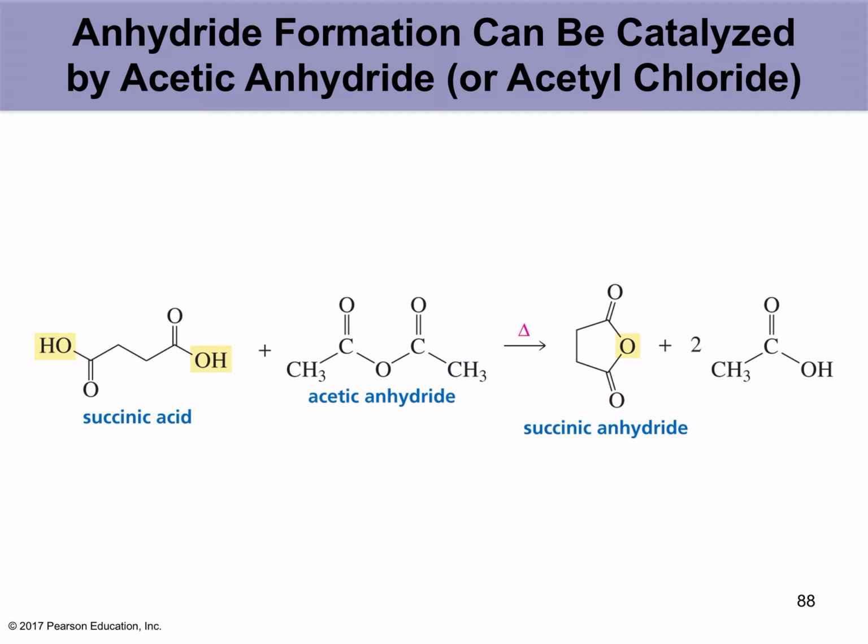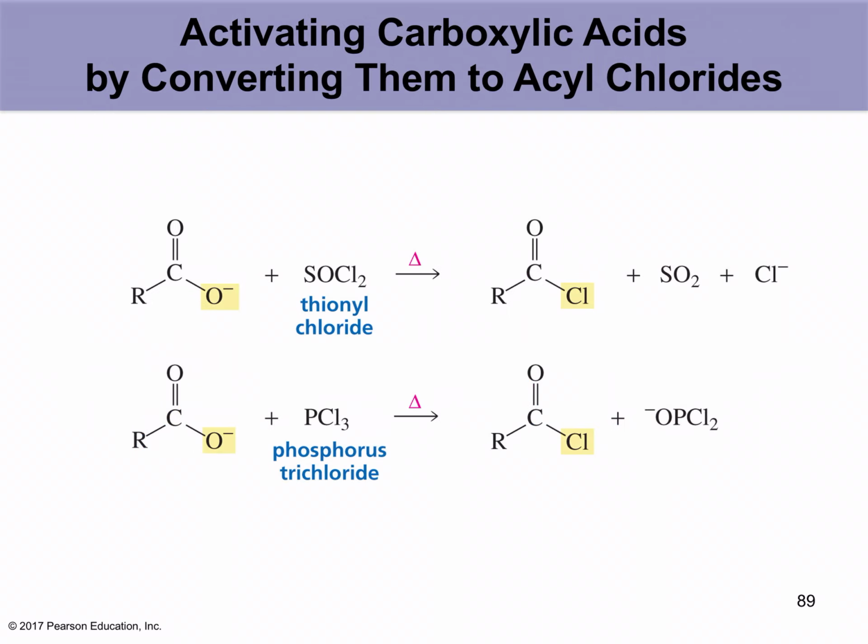So this anhydride formation can be catalyzed by acetic anhydride or acetyl chloride. Succinic acid with acetic anhydride, you can form succinic anhydride. And it also generates two acetic acids.